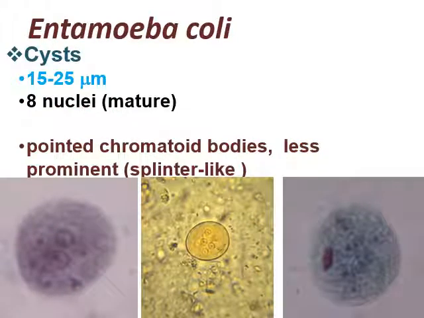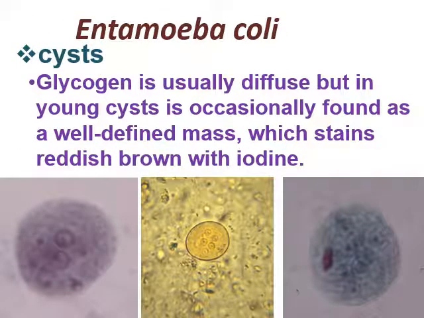While Entamoeba coli cysts measure up to 25 micron and contain 8 nuclei in the mature cyst. These nuclei have the same characteristic features as the nuclei of the trophozoite, with an eccentric karyosome and irregular chromatin dots. This cyst also contains chromatoid bodies with sharp ends like angles, called splinter-like. Glycogen is usually diffuse, but in young cysts is occasionally found as a well-defined mass, which is stained reddish brown with iodine.